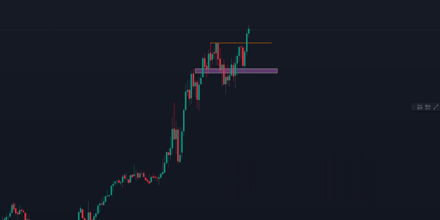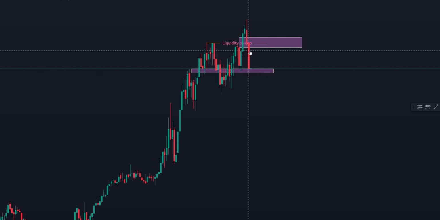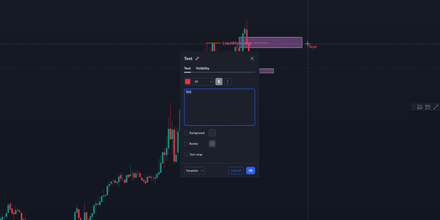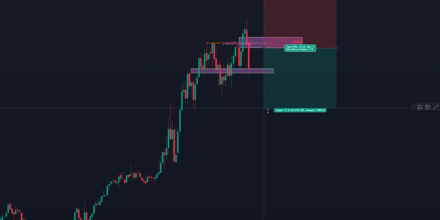Once the sweep happens, a new bullish fair value gap forms, and this time we get a clean break through it. That's our confirmation, and that's our inverse fair value gap. Now we are ready to open our trade.